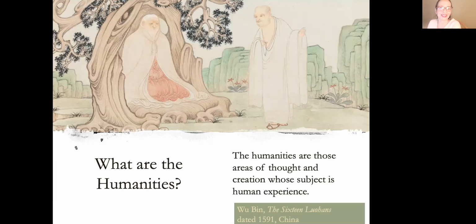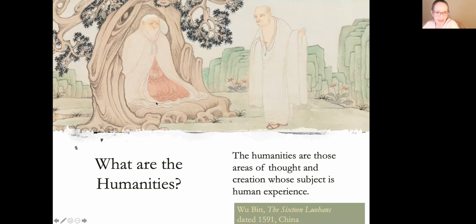Okay, so here you should be seeing a slide that says, what are the humanities? As I proceed through these slides, I've tried to illustrate as much as possible a wide range of art from India, China, Japan, Korea, and Southeast Asia, for Indonesia, as an example.